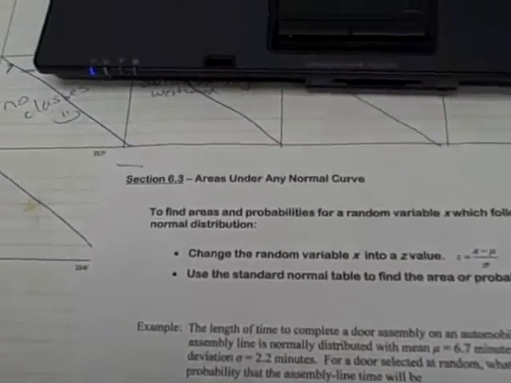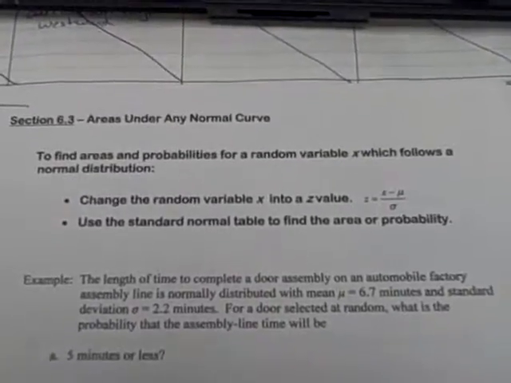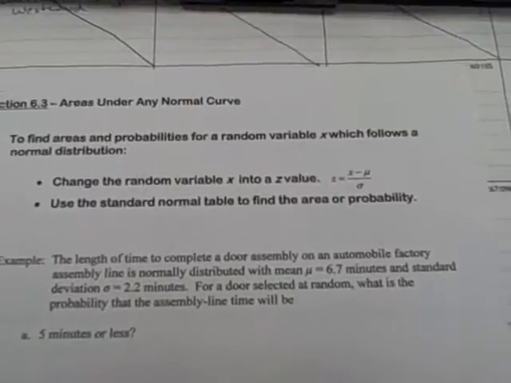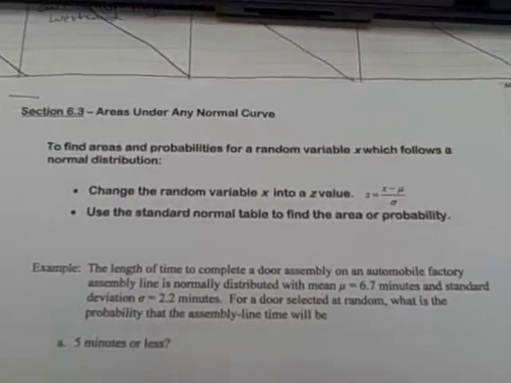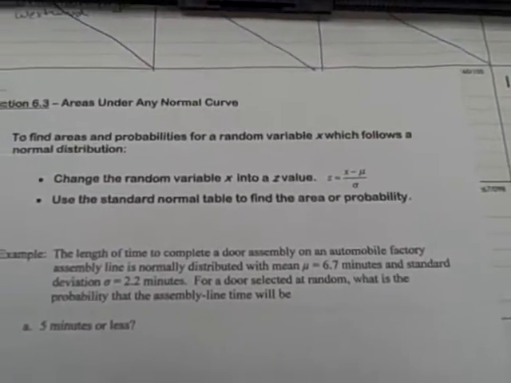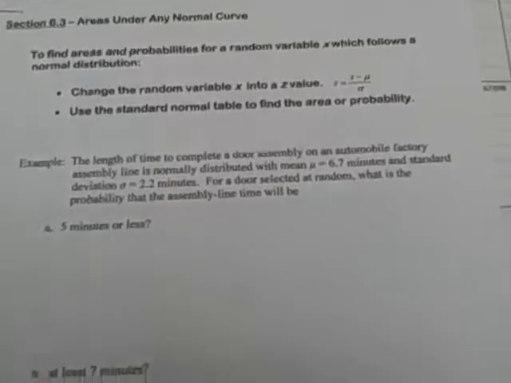Section 6.3, areas under any normal curve. So what do we do if we have just a normal curve and we want to find probabilities? Well, we're going to standardize it. We're going to take the x, change it into a z, and then we can use our z table. So let's look at some examples.